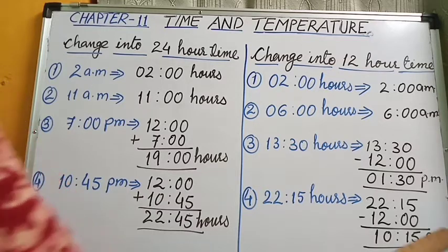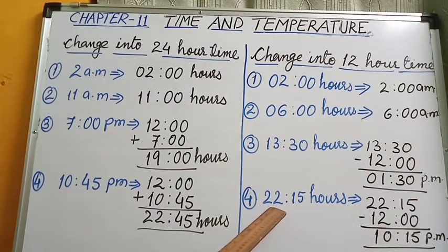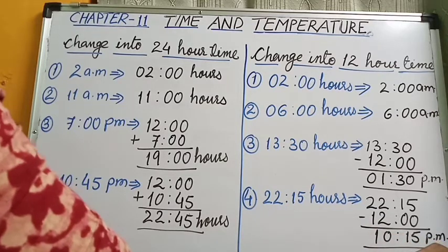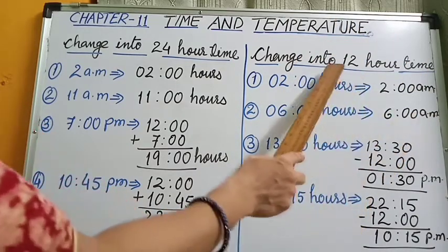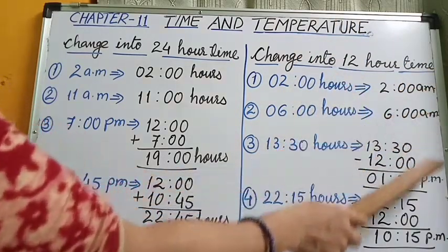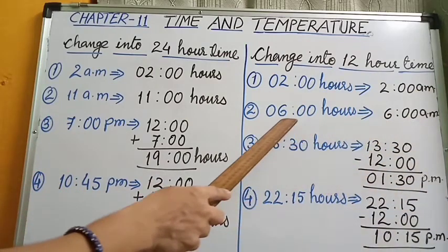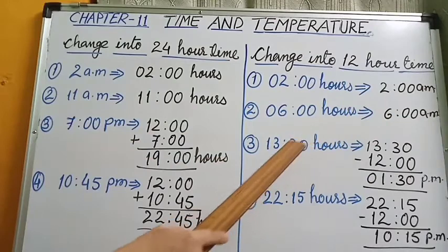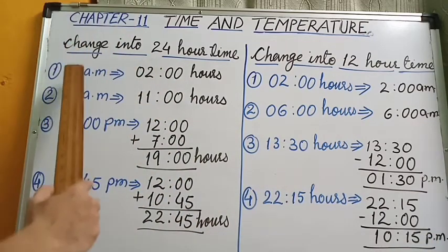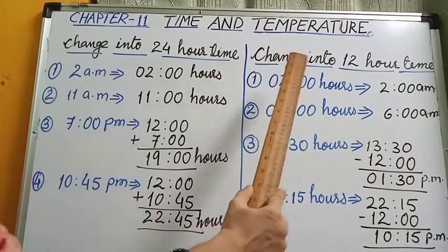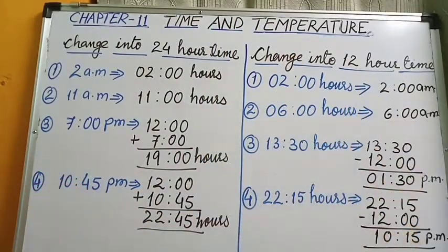Why are we writing PM here? Because the time is 22. 22 comes after 12. So after 12 it is 22, that means we have to write PM. So to convert the 24-hour time clock to the 12-hour time clock, we have to remove hours and we have to add AM or PM. When the time is below 12, we add AM, and when the time has crossed 12, that means after 12, we add PM. This way we can convert the 12-hour time clock to the 24-hour time clock and the 24-hour time clock to the 12-hour time clock.